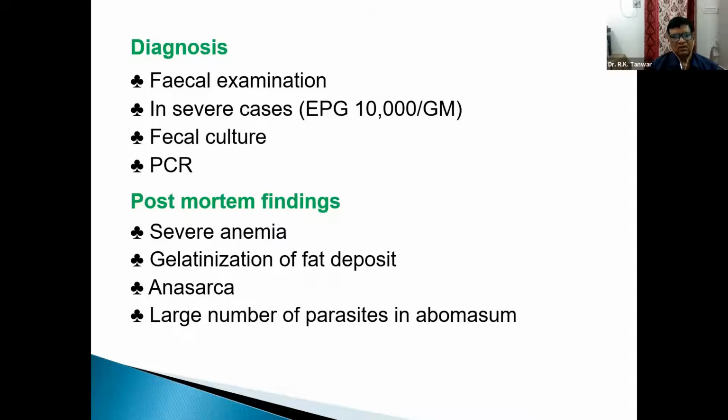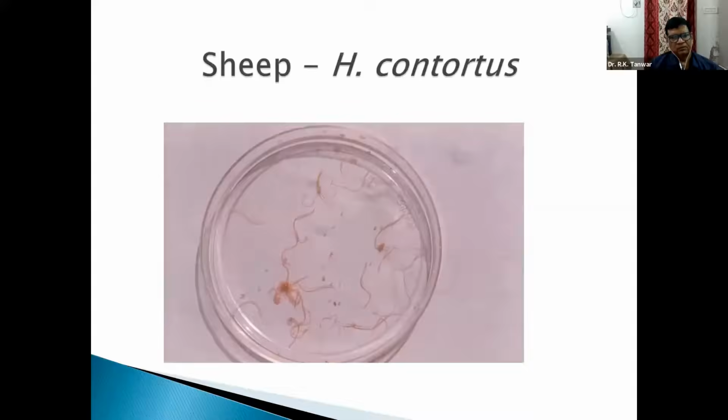Diagnosis: fecal examination, EPG load is more than 10,000 per gram. Fecal culture, this is a lab procedure. PCR can be done if available. Postmortem: severe anemia, gelatinization of fat deposit, anasarca, and a large number of parasites in the animal.